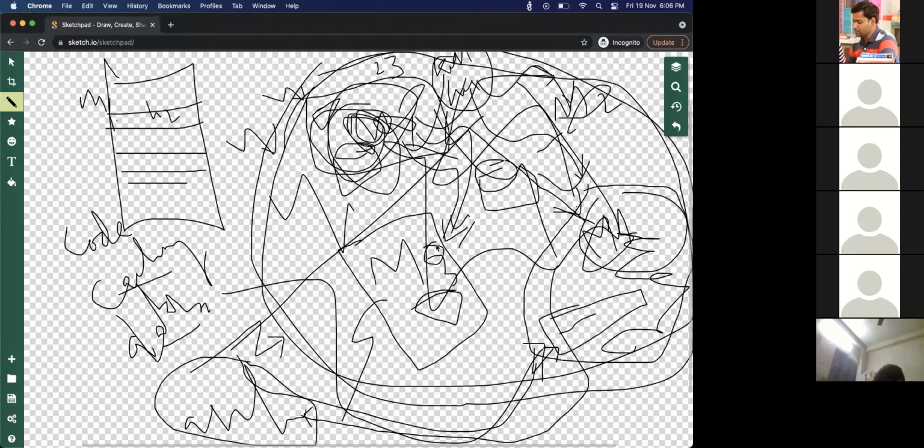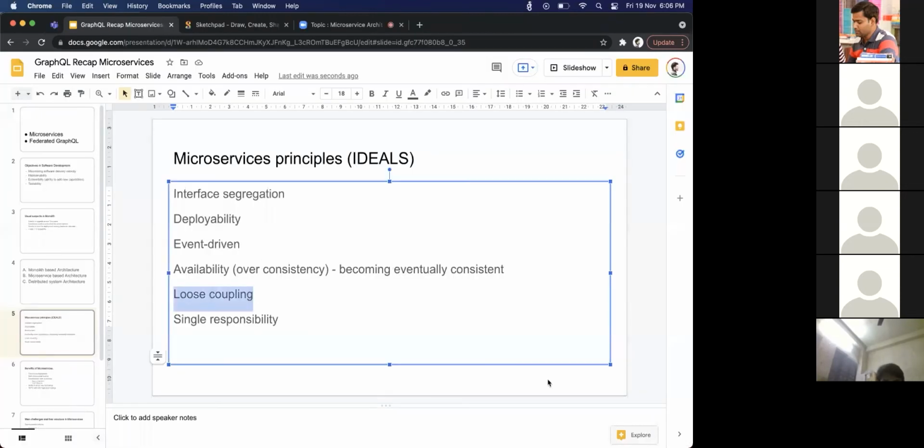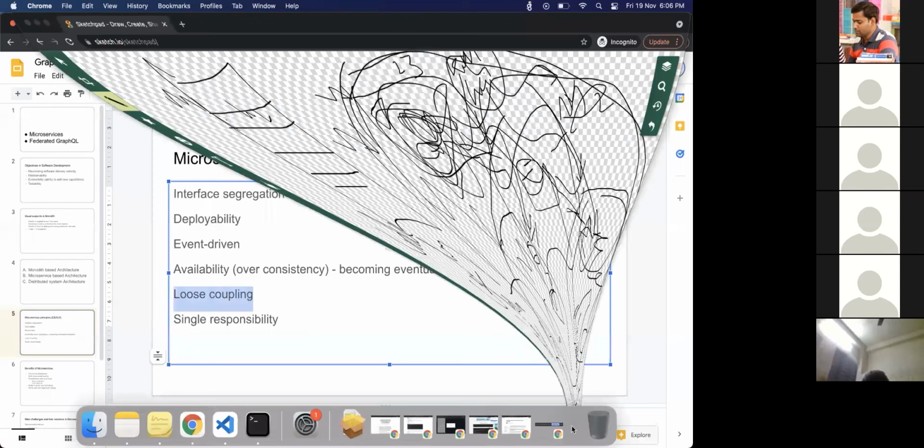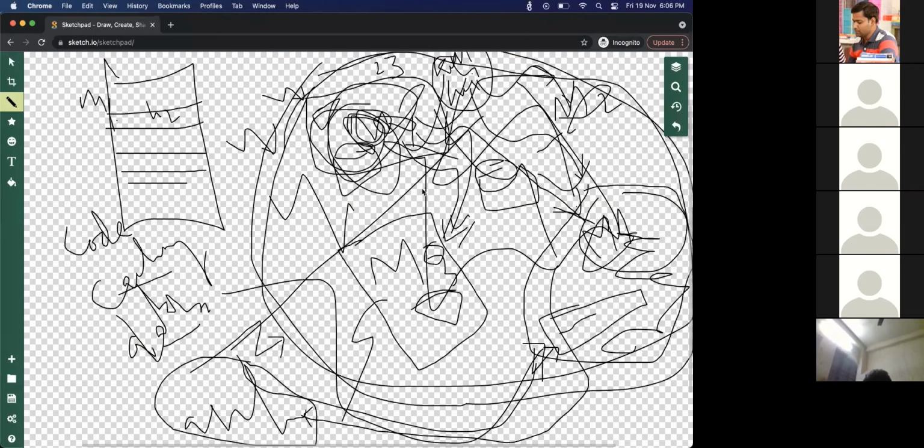Okay. And loose coupling. Loose coupling is this. It talks about interdependency only. So you should not be totally over dependent on a particular service. You should be able to serve your requests independently. Okay. What could be an example of this?